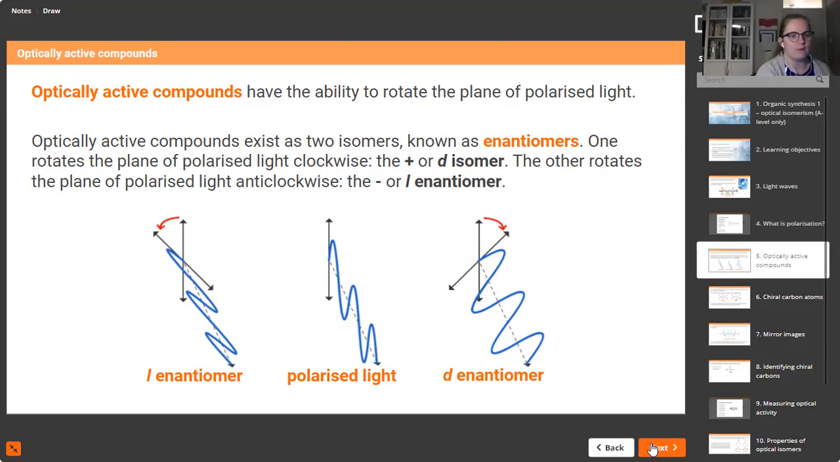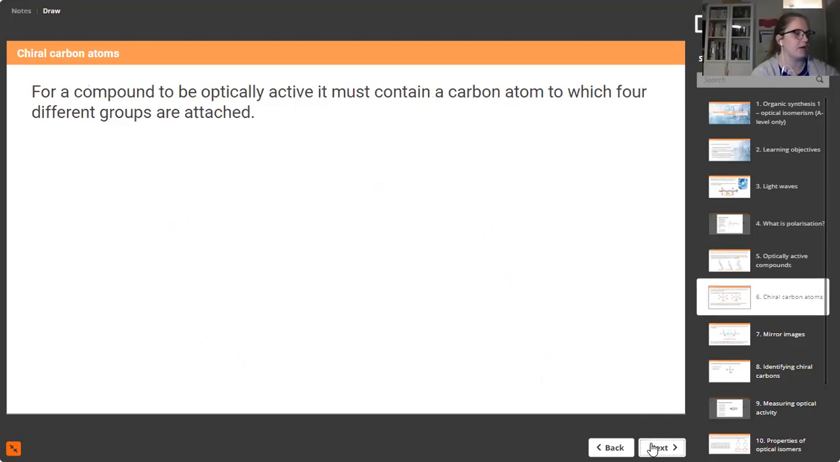So when we talk about optical isomers, they're able to actually rotate the plane of polarized light. So what is an optical isomer then? I said an optical isomer is basically a molecule that is like a mirror image of each other that's non-superimposable. And they have to have this chiral carbon attached to it.